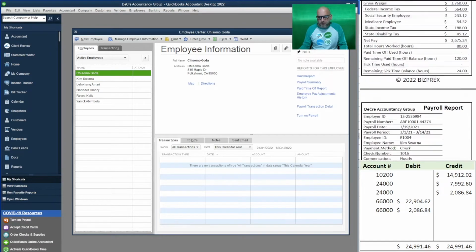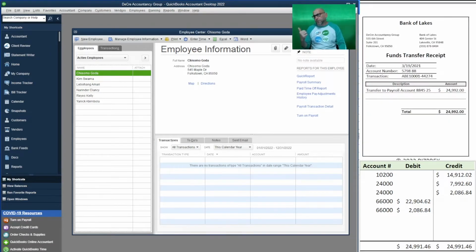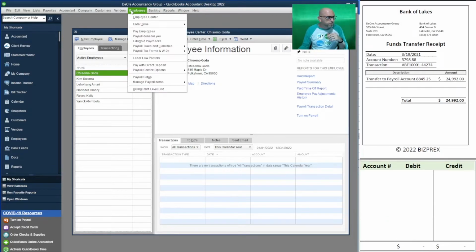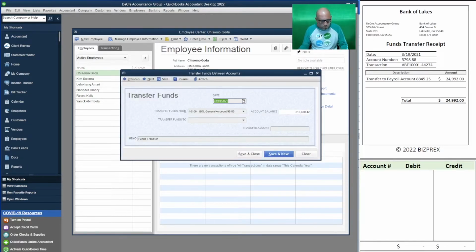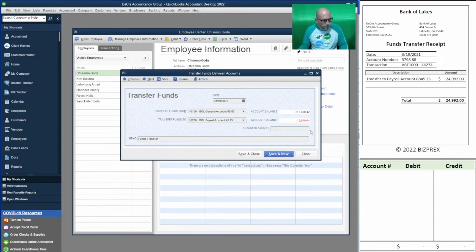Now, just like before, what do we have to do? We have to fund it, right? Because the checks will be cleared. The employees will come and deposit those checks and they will clear. We want them to clear. And we have to pay those payroll taxes. Okay. We're going to take money from our general account to put it into our payroll account. That's it right there.